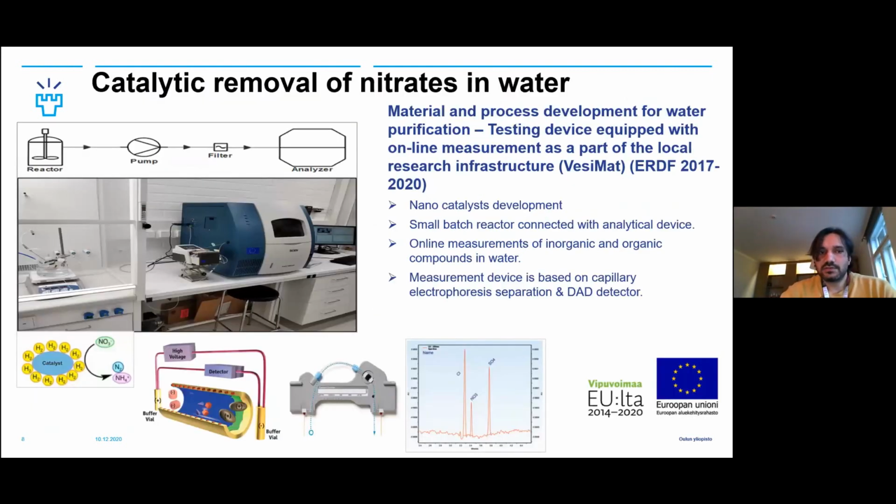Some examples from recently completed projects: one of these projects, called Vesimath, was completed this year. We developed materials which will be used as a catalyst for nitrate reduction. At the same time, we built an infrastructure for testing the catalyst and getting measurements in real time. For example, here you can see the reactor connected with the measurement device, so we can see the reaction proceeding in real time. It analyzes the sample automatically.